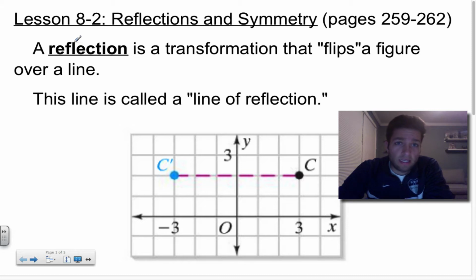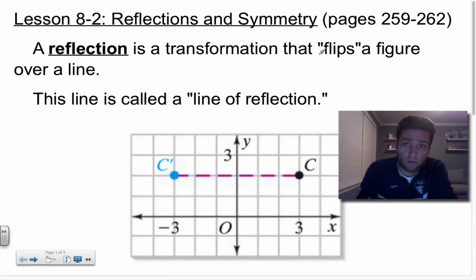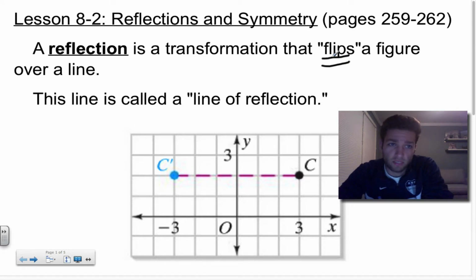What is it? It's a type of transformation that flips a figure over a line. So yesterday the one word we used was slide. Flip is a good way to describe what's happening in a reflection. And the line that it's being flipped over is called the line of reflection.